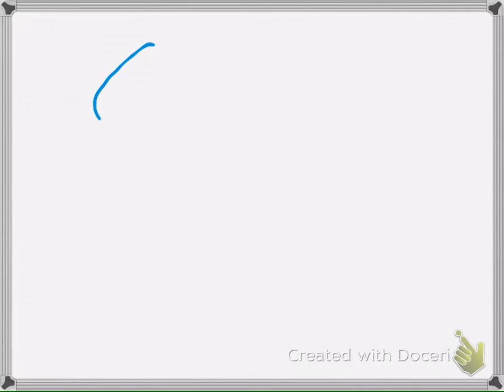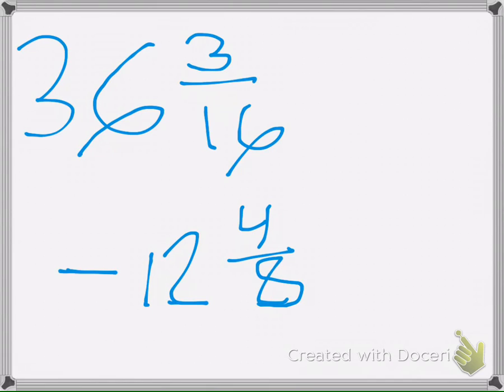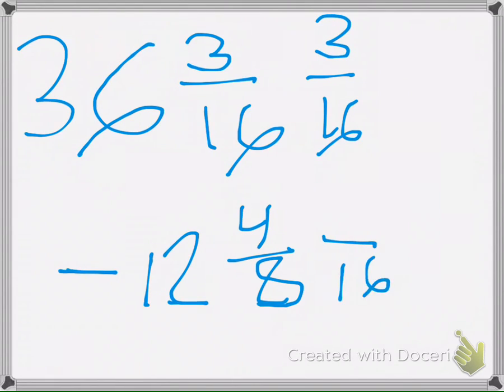We're going to do 36 3/16. Oh my gosh, that's a big number. Minus 12 1/4. So, we need to find common denominators. This one we leave the same. Then this, 4 times 4 is 16. So, whatever you do to the bottom, you do to the top. 1 times 4 is 4.